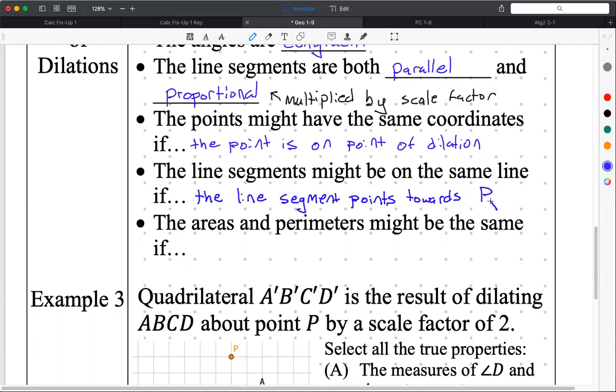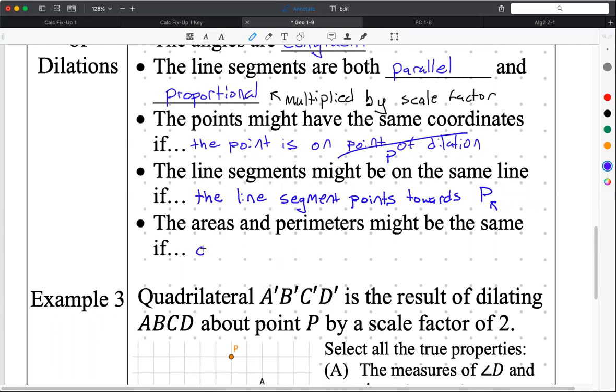And I'm calling P the point of dilation, so I could have said P up here. Point of dilation, it's just quicker to write P. I'm using Kira's terminology. And then finally, the areas and perimeters might be the same if there's only one case where this will be the same, and it's if you didn't really dilate it.